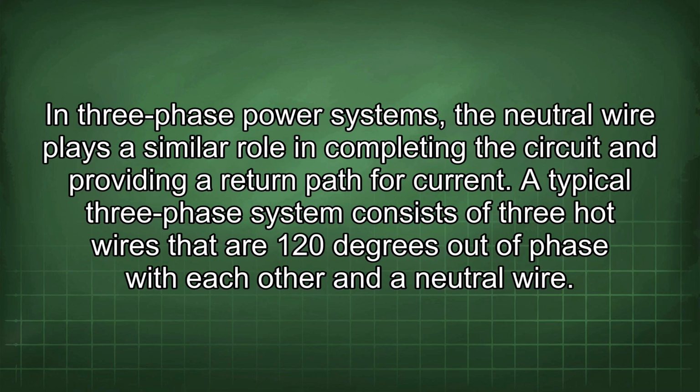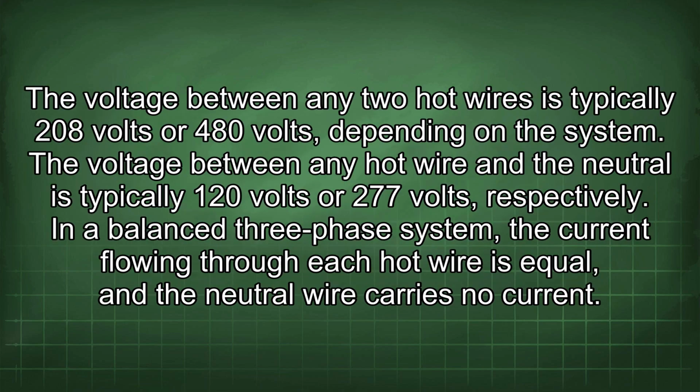In three-phase power systems, the neutral wire plays a similar role in completing the circuit and providing a return path for current. A typical three-phase system consists of three hot wires that are 120 degrees out of phase with each other and a neutral wire. The voltage between any two hot wires is typically 208 volts or 480 volts, depending on the system.